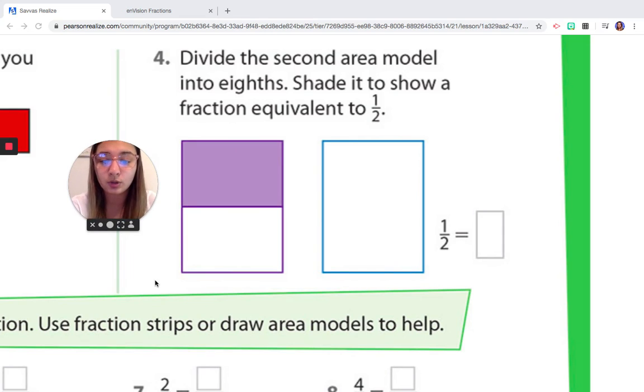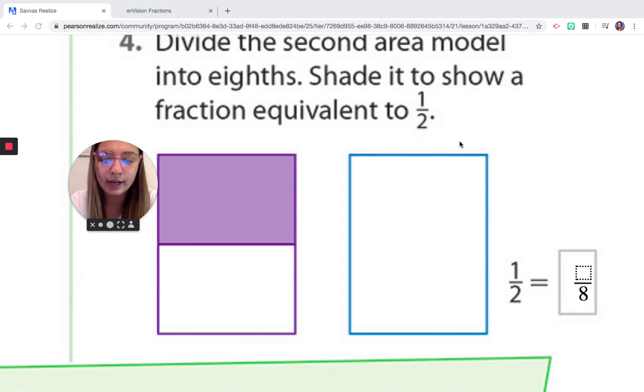All right, let's go to an example that looks like this. It says, divide the second area model into eighths. Shade it to show a fraction equivalent to 1/2. So instead of shading it first, I'm going to find my equivalent fraction before I shade it. This is easier for me. I will show you how to shade it, and you can do it first that way if it makes it easier for you.